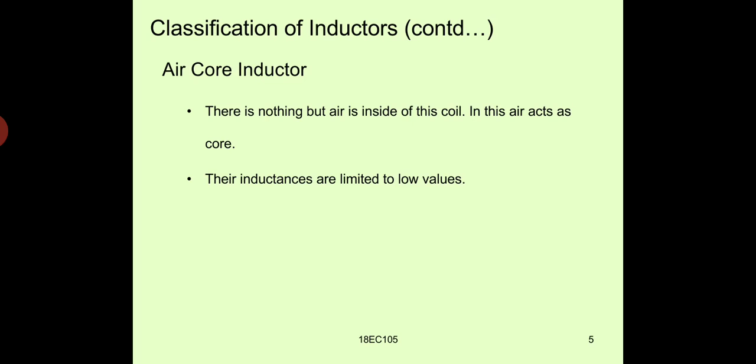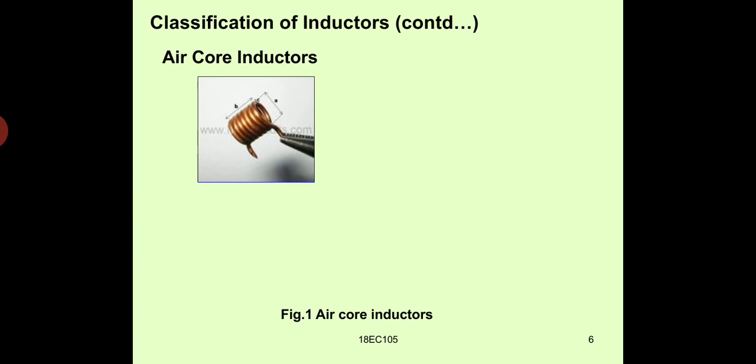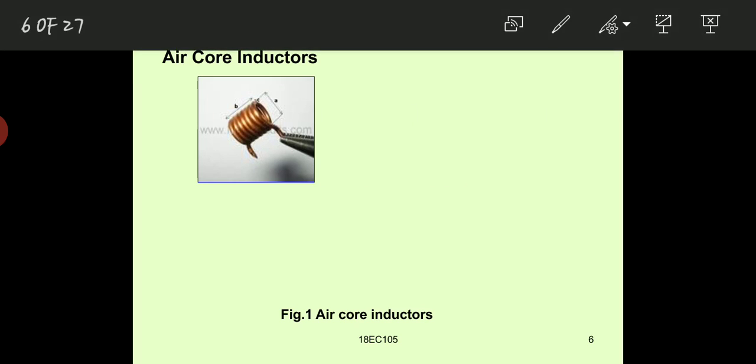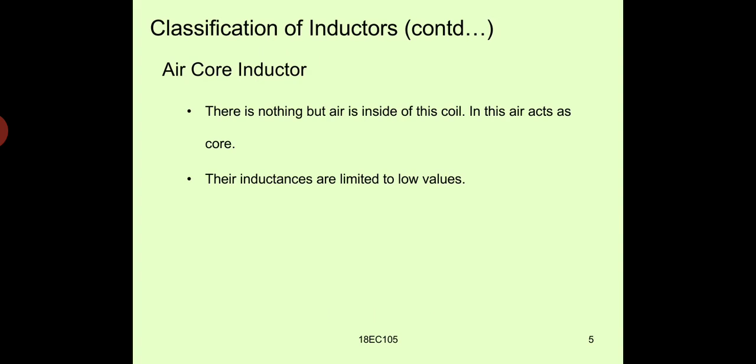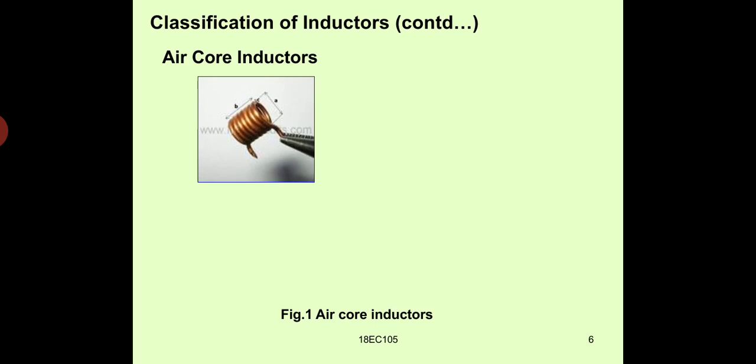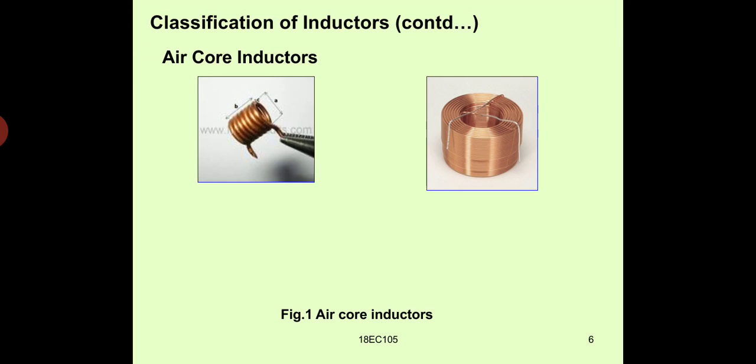Their inductances are limited to low values. So the value of the air cores will be very less. If you want a higher inductance value, we cannot achieve it by using an air core. This is a simple example where you have a thick coil and there is nothing inside. And you also have another one on the right side.